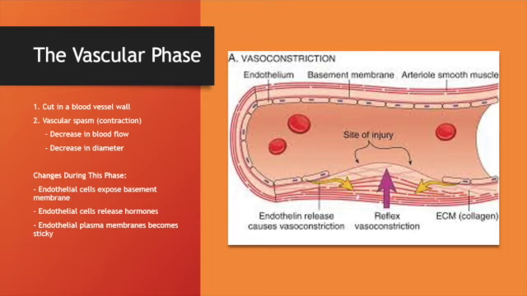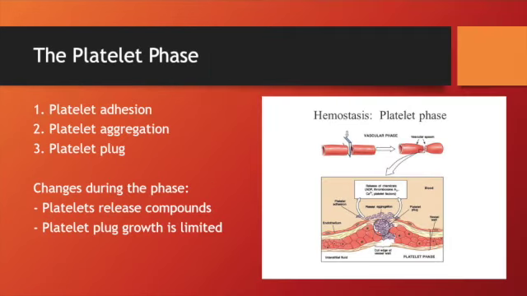While this phase is happening, the endothelial cells in the blood vessel walls are also releasing hormones called endothelins. These peptide hormones stimulate smooth muscle contraction and promote vascular spasms while also stimulating the division of endothelial cells, smooth muscle cells, and fibroblasts to accelerate repair to the injured area. Another change that occurs is that the endothelial plasma membranes become sticky, which allows for the attachment of the platelets in the next phase.